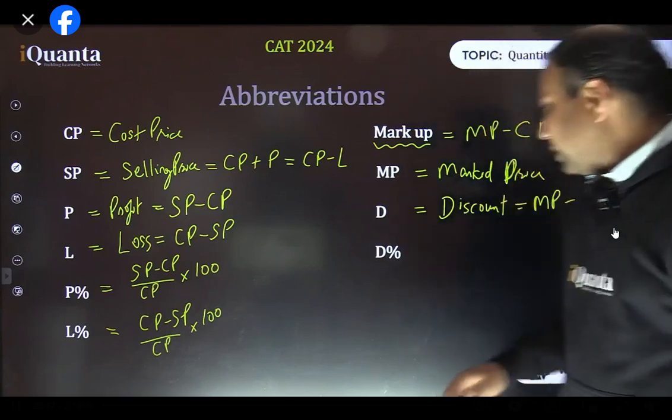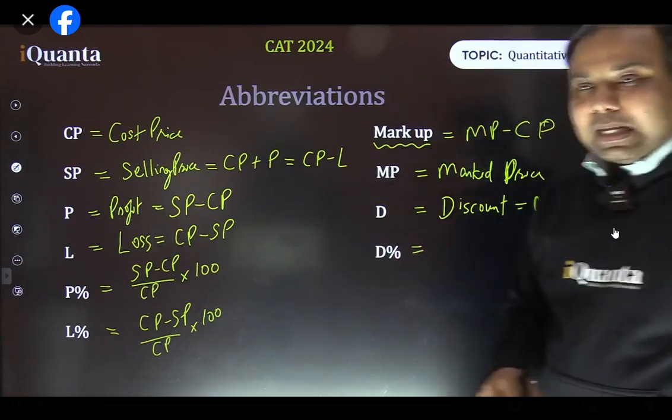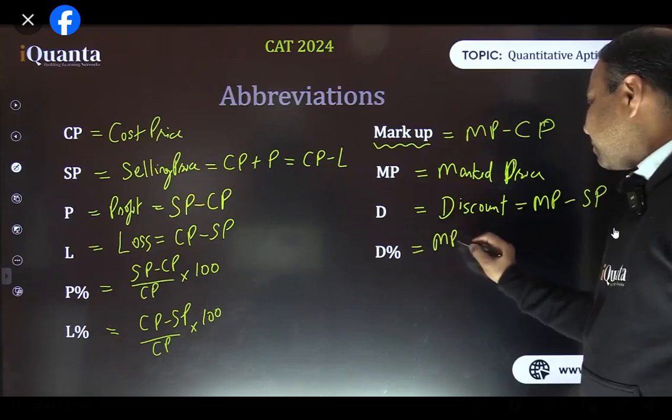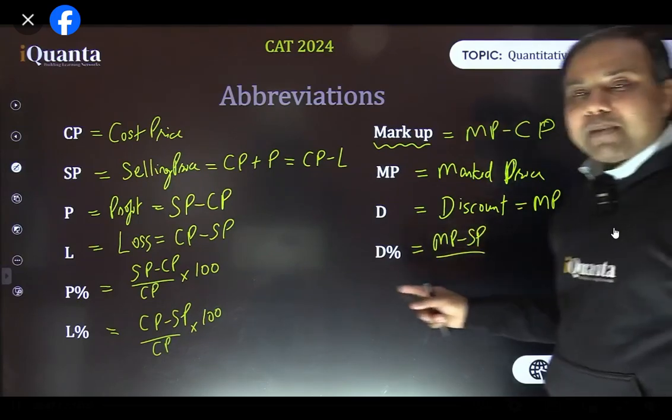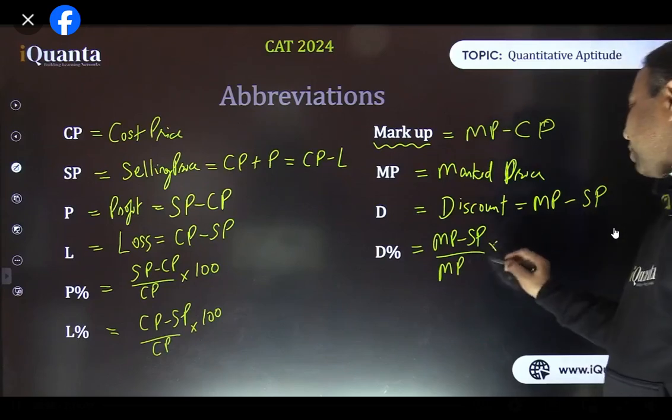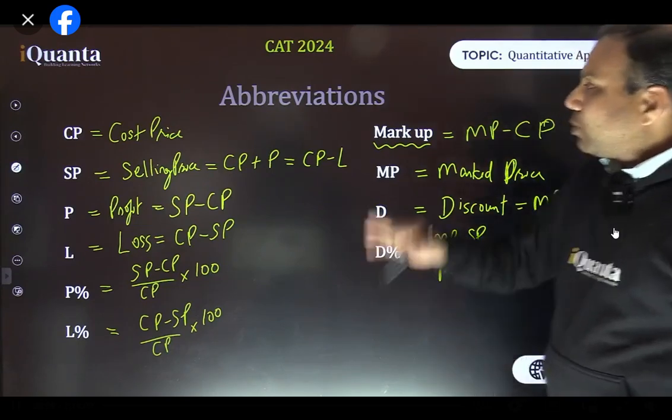Fine? And the final term, discount percent. How to calculate discount percent? So as earlier, discount, that is mark price minus selling price. And this will be compared with what? What will come in denominator? It is going to be mark price into 100. Fine? So these are all the basic terminologies.